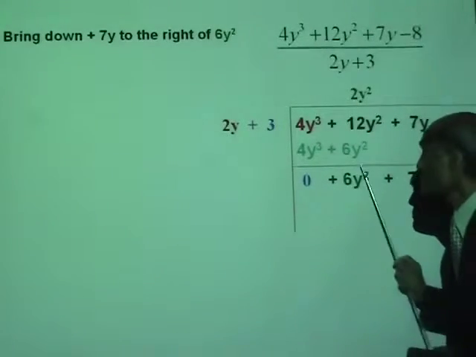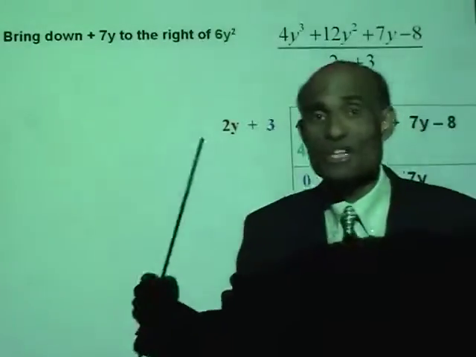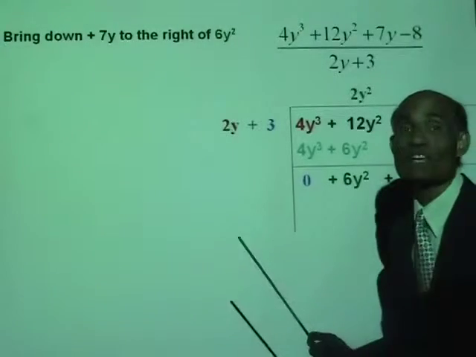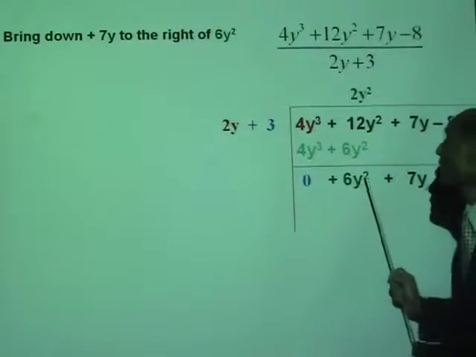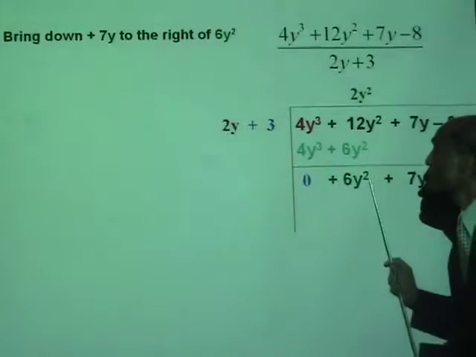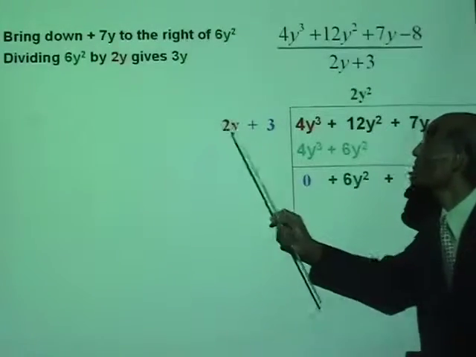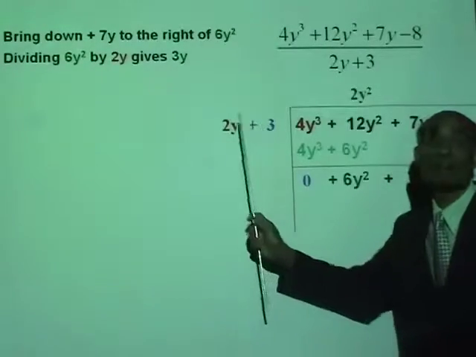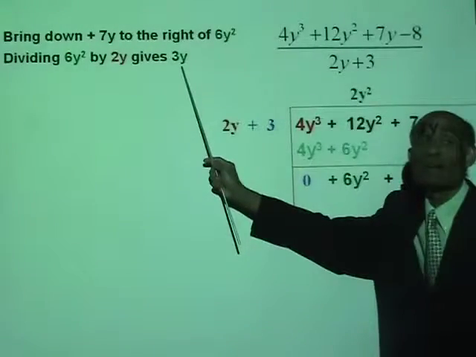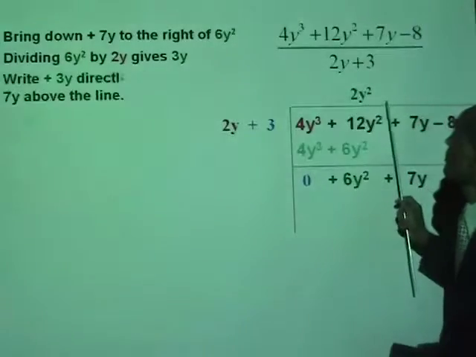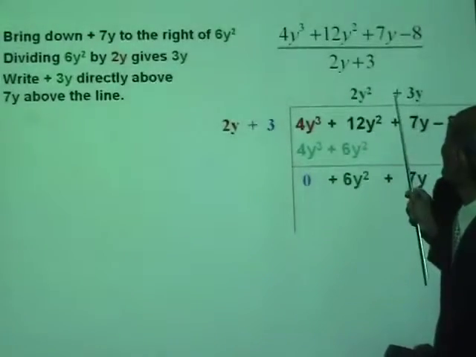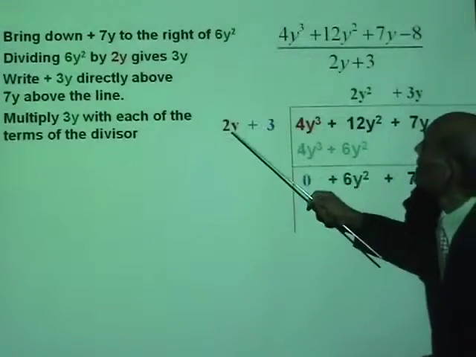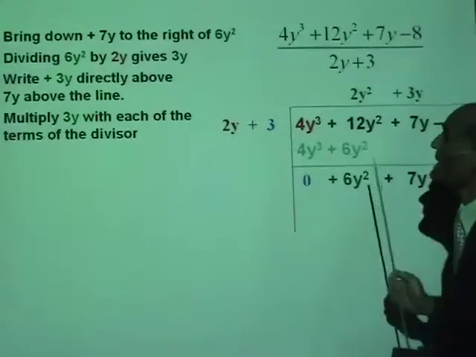And now, 6y squared is the first term of the dividend. And 2y is the first term of the divisor. What do we do? 6y squared divided by 2y. What is 6y squared divided by 2y? It's 3y. Where do I write it? Write it to the right here. Plus 3y. And multiply this 3y with each of the terms here.